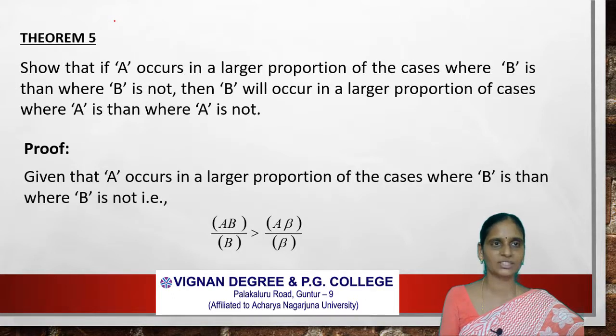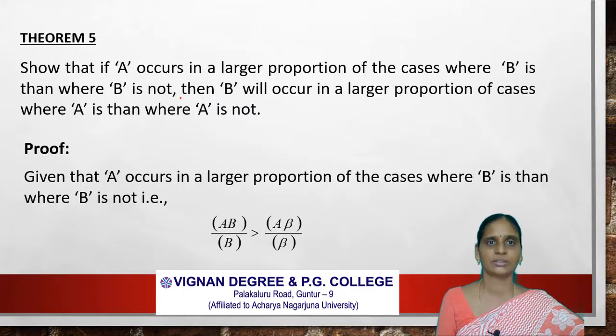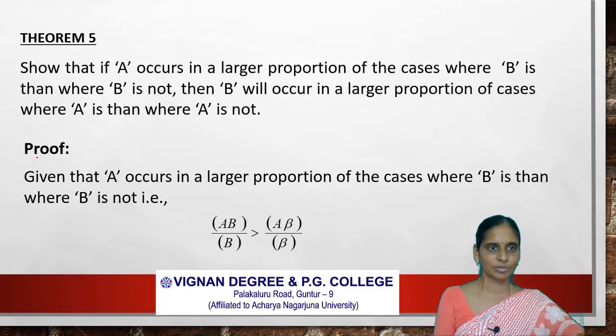Theorem 5. So this is the last theorem of this video. Show that if A occurs in a larger proportion of the cases where B is than where B is not, then B will occur in a larger proportion of the cases where A is than where A is not. So now first the proof of this theorem.